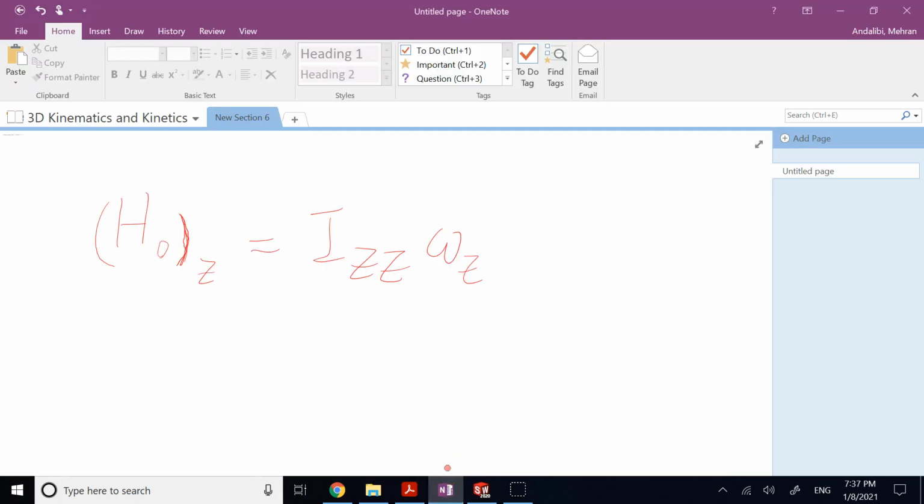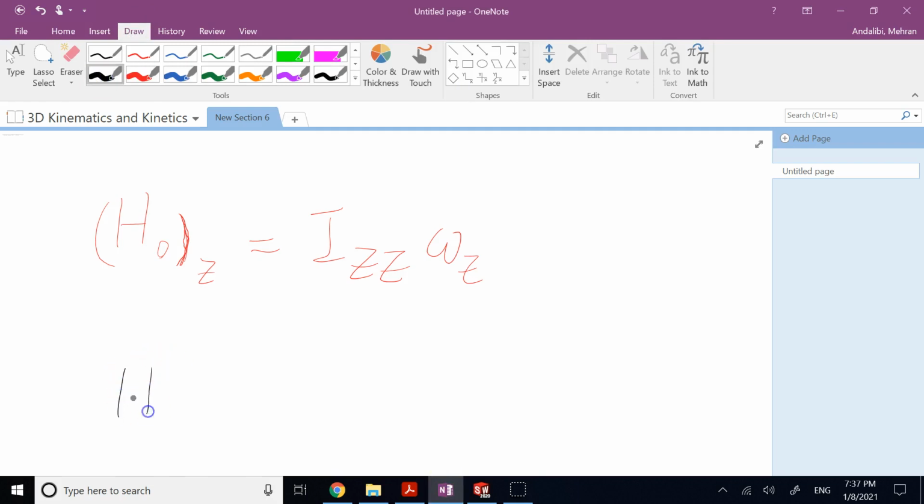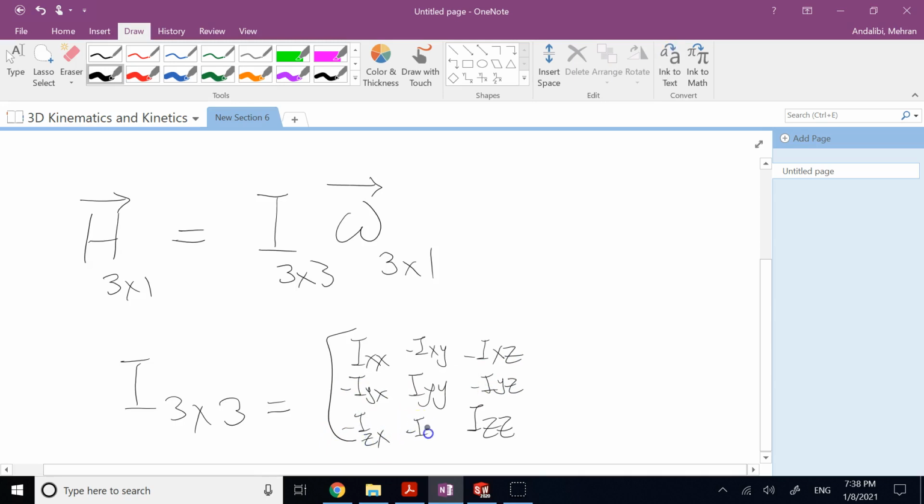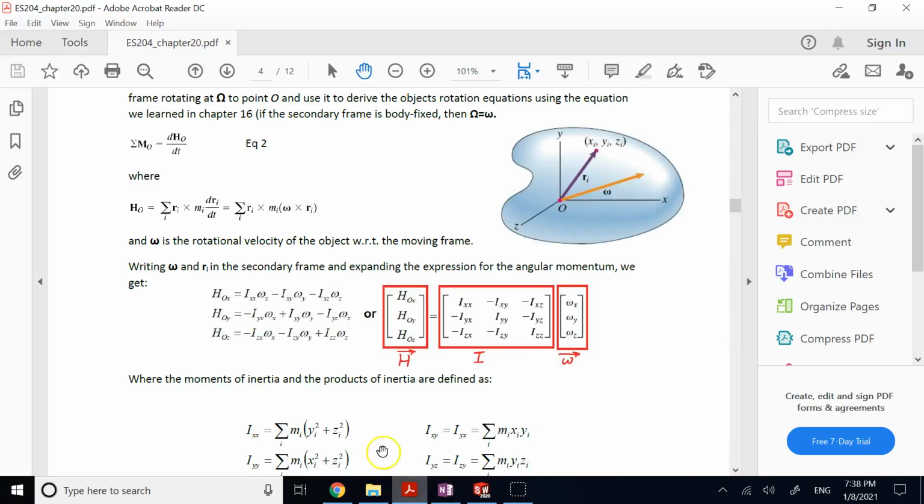So in 3D, as I said, the same notation exists, but now vector h is equal to matrix I times vector omega. So h is a 3 by 1, omega is a 3 by 1, and this I is a 3 by 3 matrix. And as I said, I is a matrix where the diagonal elements do not have a negative sign, and the off-diagonal elements do have a negative sign. Okay? And Izy is the same as Iyz, Ixz is the same as Izx, and Ixy is the same as Iyx. So as I said, this matrix is symmetric. So we can write it this way.